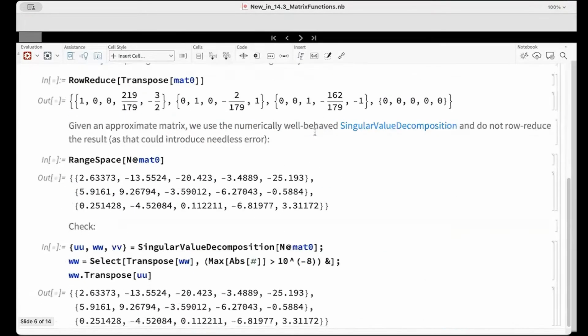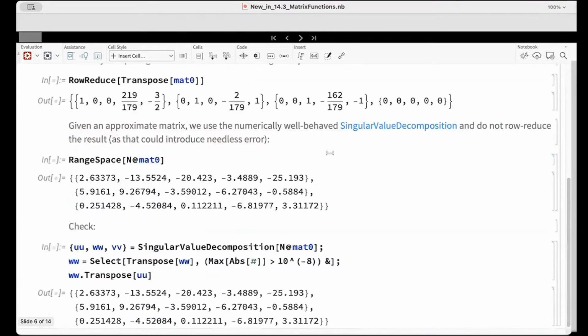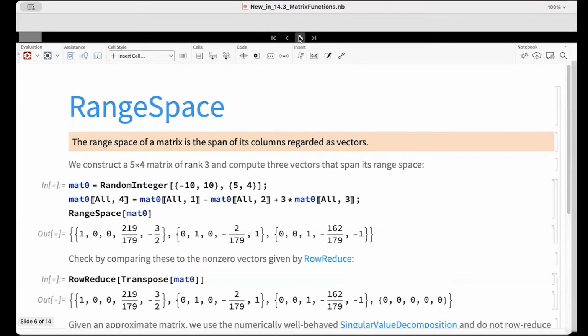The range space, well, I won't say too much about this. It is what it says it is. It's the span of the columns of a matrix, if you think of them as vectors. And, well, I give a couple of brief examples. It's a nice thing to have because sometimes you want to know the span of the column space, and this is a direct way now to get it; before you had to do some linear algebra.